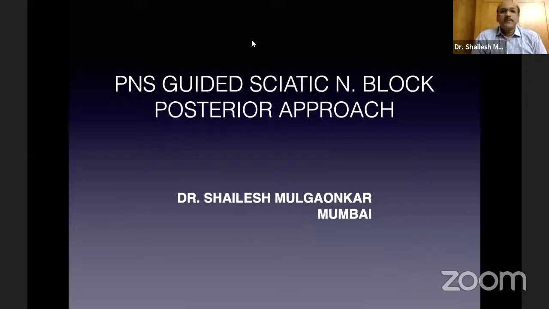Not many people give sciatic nerve block regularly because it is much easier to give a spinal or epidural. Even for high-risk patients, a lot of people give low-dose spinal, or epidural, unilateral spinal, and all. But there are some patients whose ejection fraction is quite low, and even if you give very low-dose spinal, they usually get hypotension and then there's a problem.